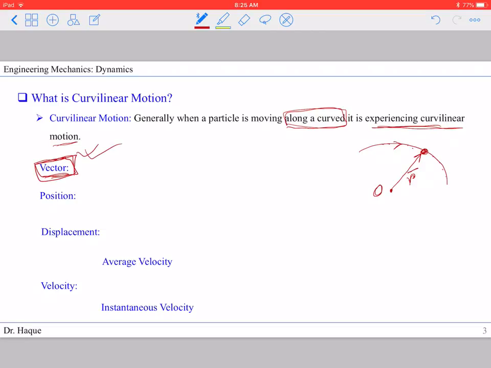Now let's see how we define position for curvilinear motion. The position vector of this particle would be represented by R vector, which is actually a function of time, because at every time it's changing. So R would be a function of time.